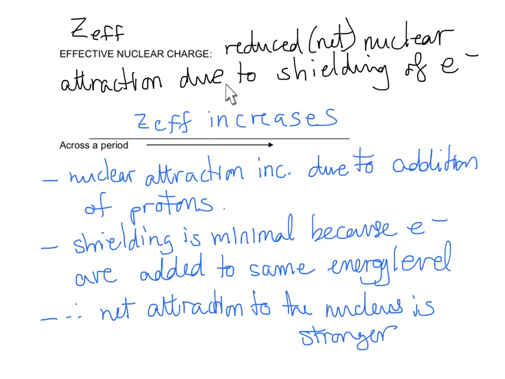So I defined my property. I said my trend across a period. I have a couple of supporting statements for why. And then I basically restated my trend. And you can restate it in other words, or you can restate it in the same words. You can just say, so Zeff increases. But it's nicer to kind of explain it again. Basically, the net attraction is Zeff.